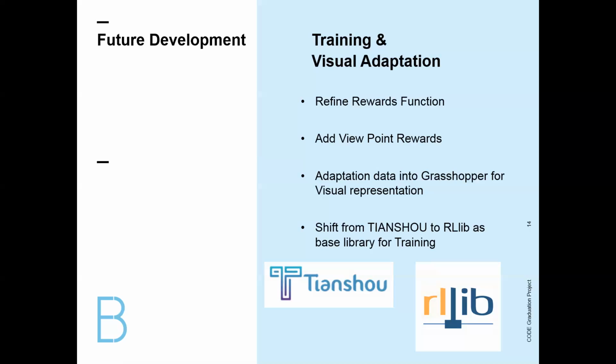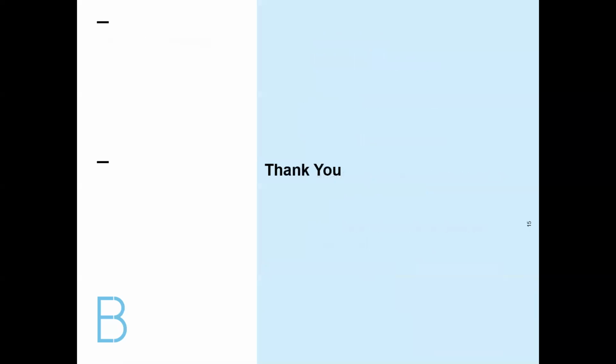And thirdly, as you can see from the results before, they were printed in consoles, not very pleasant to watch. What I was thinking is implementing this into a Grasshopper environment, so the results could be more clear. And finally, shifting from Tensho to RLlib. RLlib is a much more developed library in reinforcement learning, so it could solve the current problem. And yeah, that's it. Thank you.